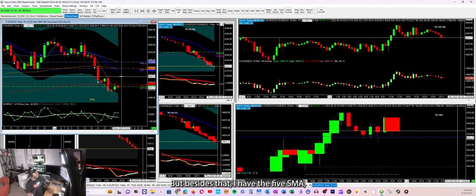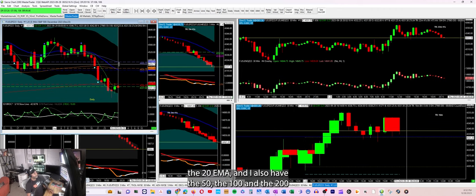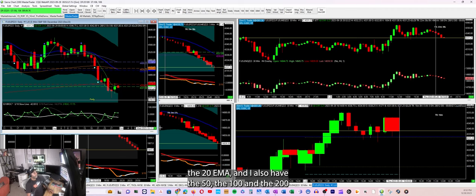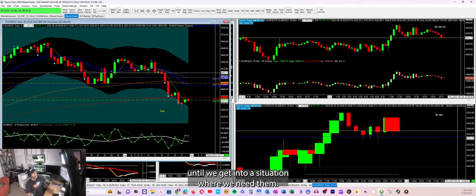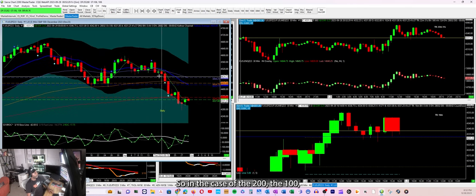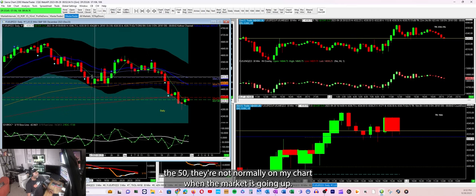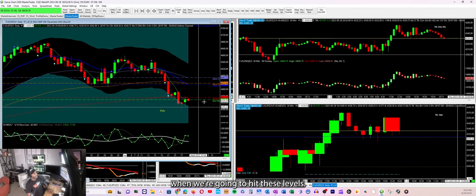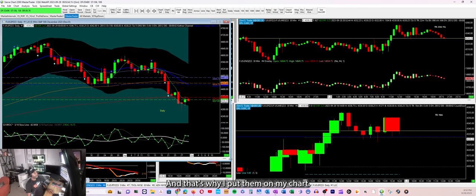Besides that, I have the 5 SMA, the 20 EMA, and I also have the 50, the 100, and the 200 EMAs. Some of these don't appear until we get into a situation where we need them. In the case of the 200, the 100, and the 50, they're not normally on my chart when the market is going up, but once we go down and start crossing, I want to see when we're going to hit these levels, and that's why I put them on my chart.